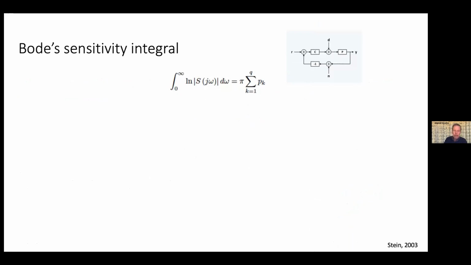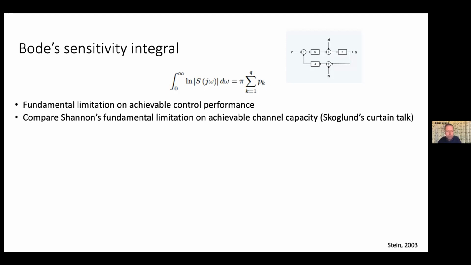And what are some consequences of that, or how can we reflect on this? One thing is, when I talked about the control design problem in the beginning, we should choose C here. We see that this integral now tells us what is possible. So there are fundamental limitations of achievable control performance, what we can do with control, which might seem natural, particularly if you are in communication, because the most famous result in communication is probably Shannon's result on the fundamental limitation of achievable channel capacity. How much information can you communicate over a digital channel? And that was actually Mikael Skoglund's Curtain talk.